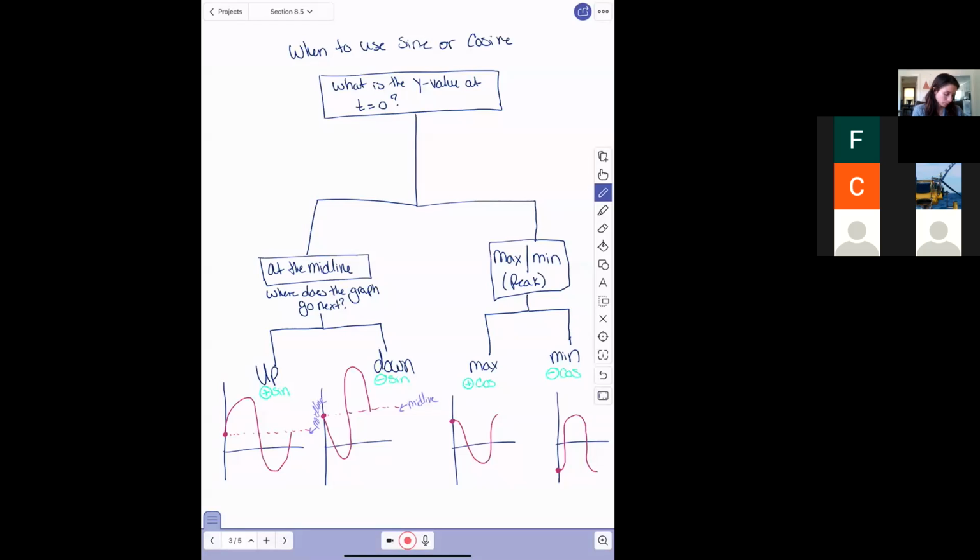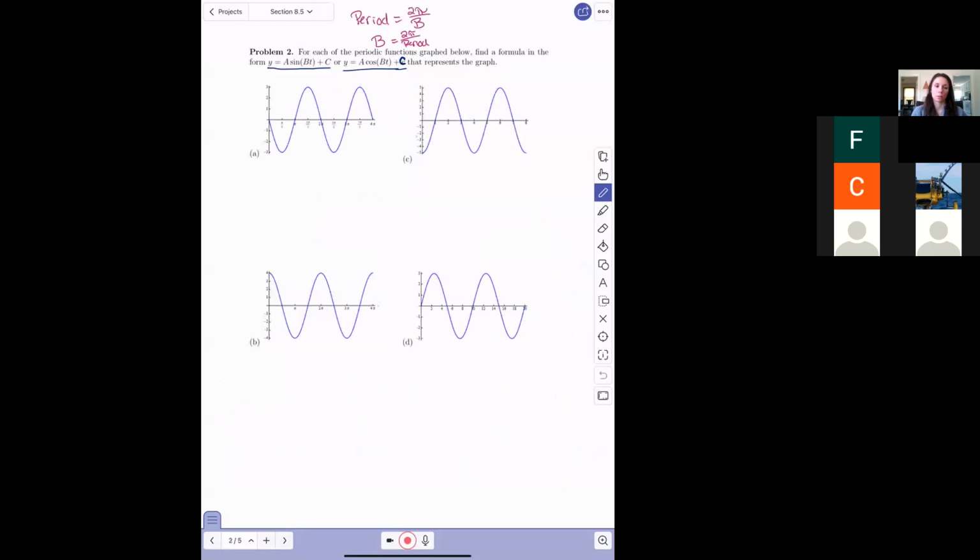All right, cool. So now we're going to put this into action. Looking at each of these graphs, we're going to have to figure out what A, B, and C are. Usually finding the amplitude is best to do last, because you have to figure out where the midline is first.